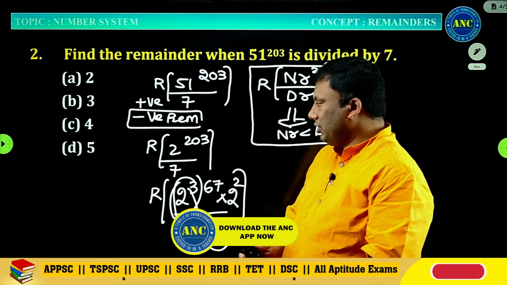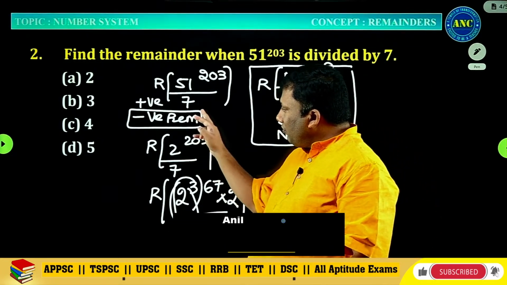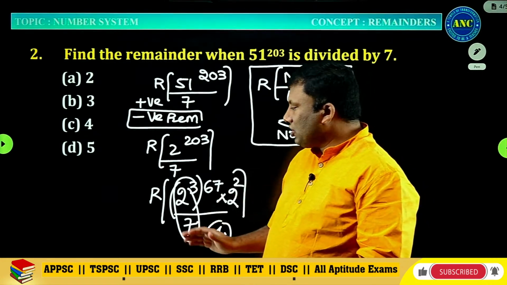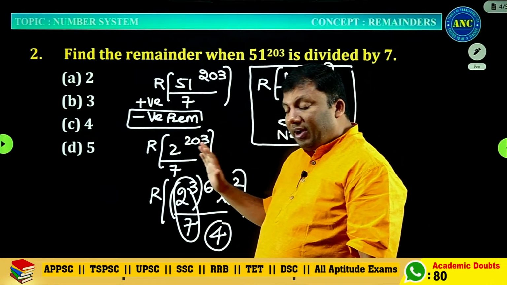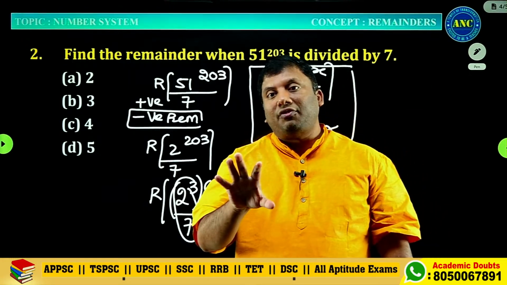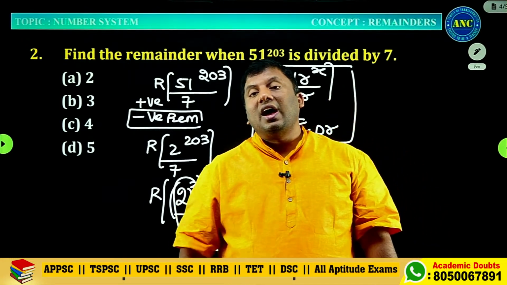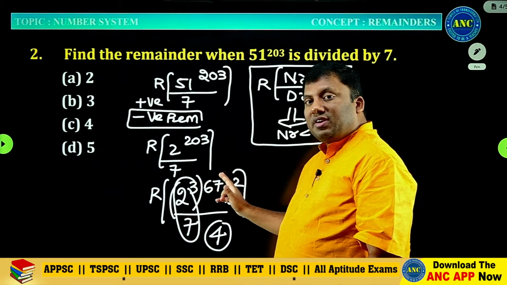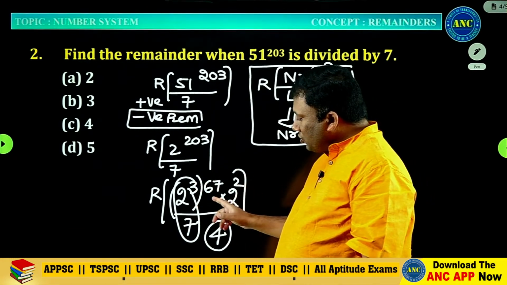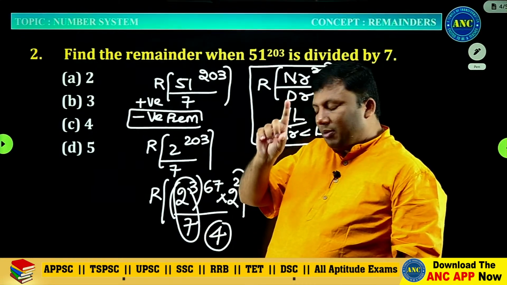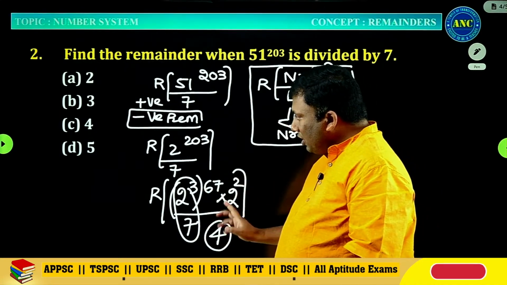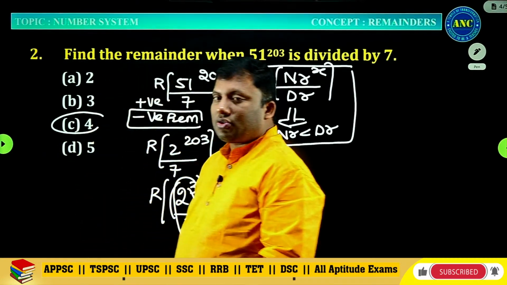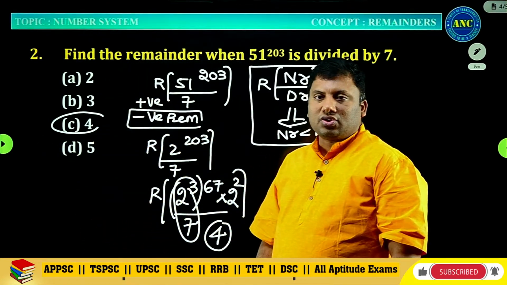Listen carefully, sir. Why did this 2 power 2 come? 7 sevens are 49, leftover is 2. 2 power 203 divided by 7. Which power of 2 when divided by 7 gives plus 1 or minus 1? 2 cube. 3 67s are 201, into 2 square. 8 divided by 7, remainder 1. 1 fours are 4. The answer for this question is 4.